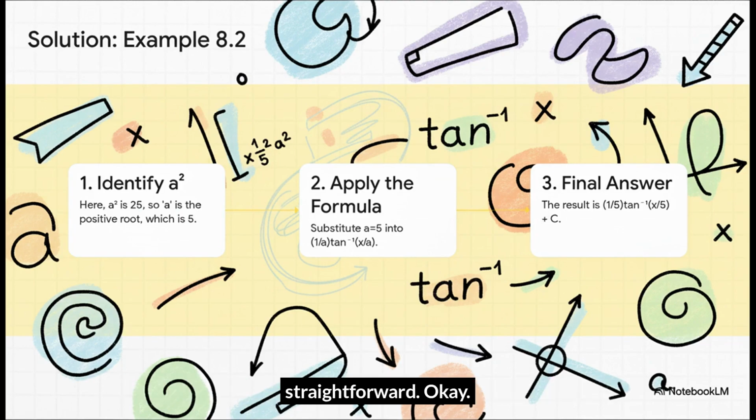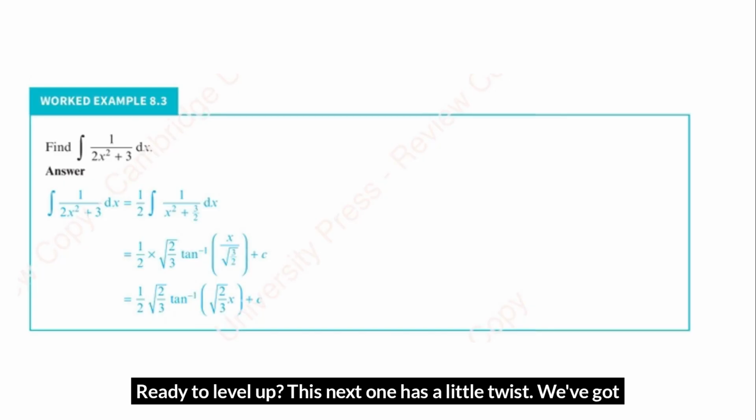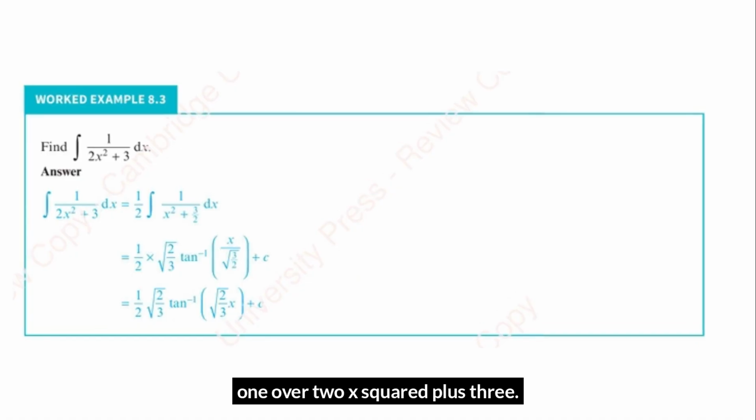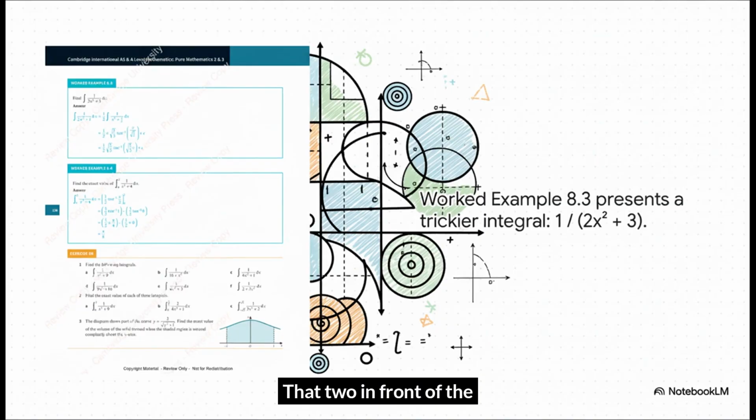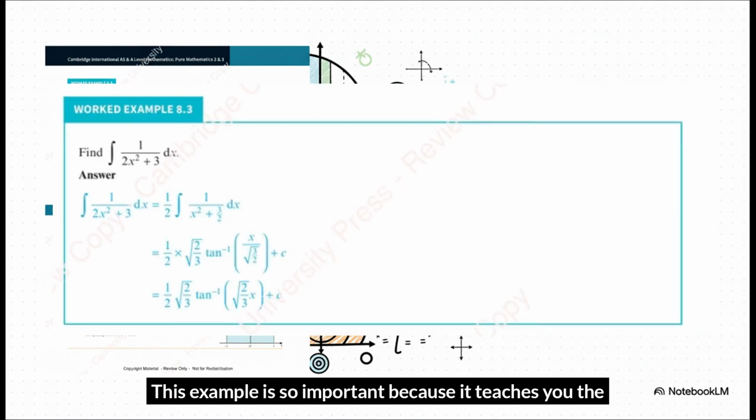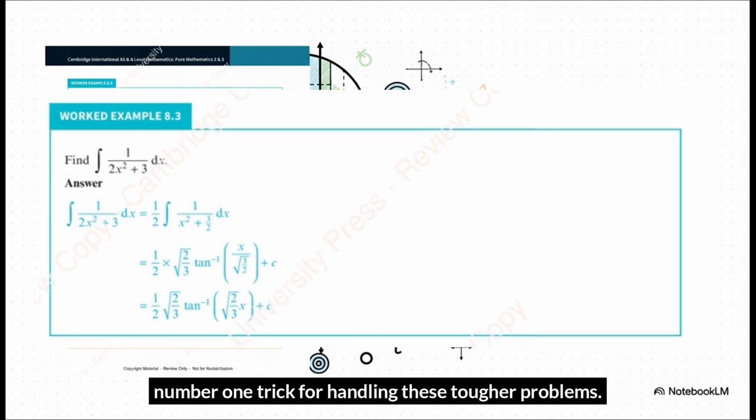Couldn't be more straightforward. Okay, ready to level up? This next one has a little twist. We've got 1 over 2x squared plus 3. That 2 in front of the x squared, that's not in our formula, is it? So what do we do now? This example is so important because it teaches you the number one trick for handling these tougher problems.